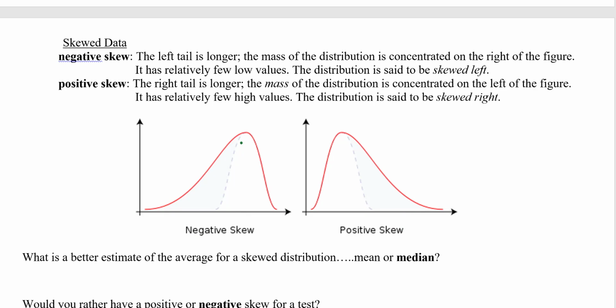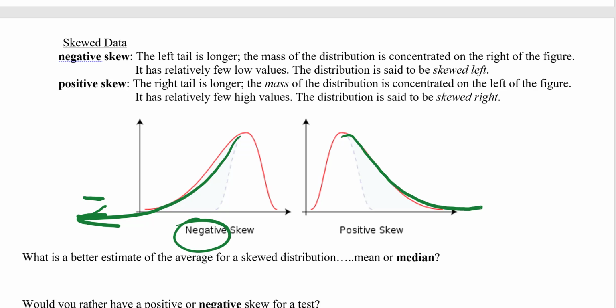If it's skewed to the left, it looks like an arrow pointing this way. So if it's pointing this way, that means it's negative. It's pointing to the negative side, right? And if the skew is kind of pointing to the right, then we say it's a positive skew. Okay? So you've got a negative skew and a positive skew, depending on which way that arrow points. It's kind of easy to remember that.